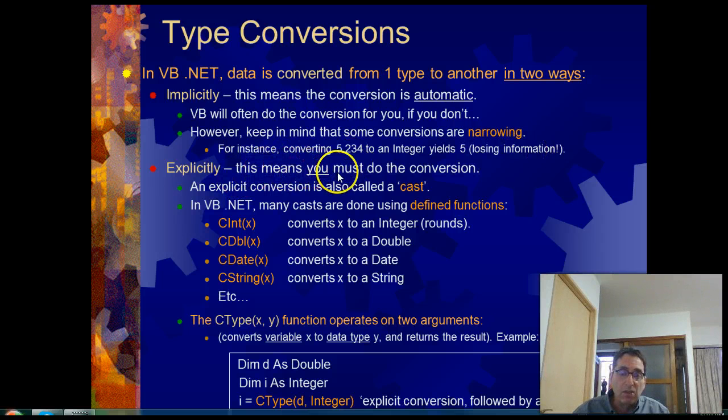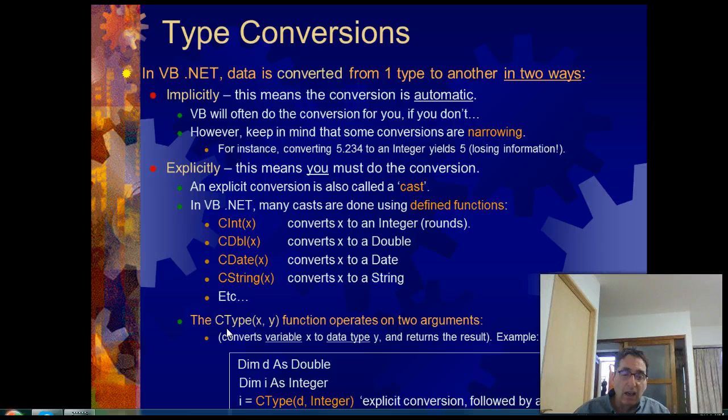Explicitly, doing it explicitly means you must do the conversion. An explicit conversion is called a cast. In Visual Basic.net, many casts are done using defined functions. So we see these functions, and this is a kind of general form.